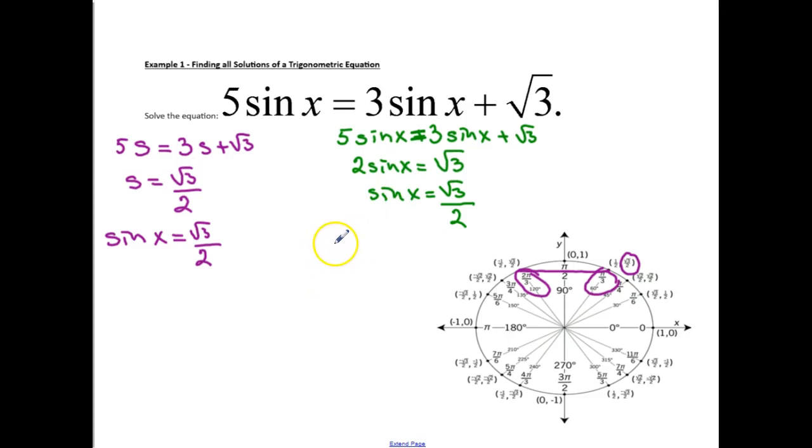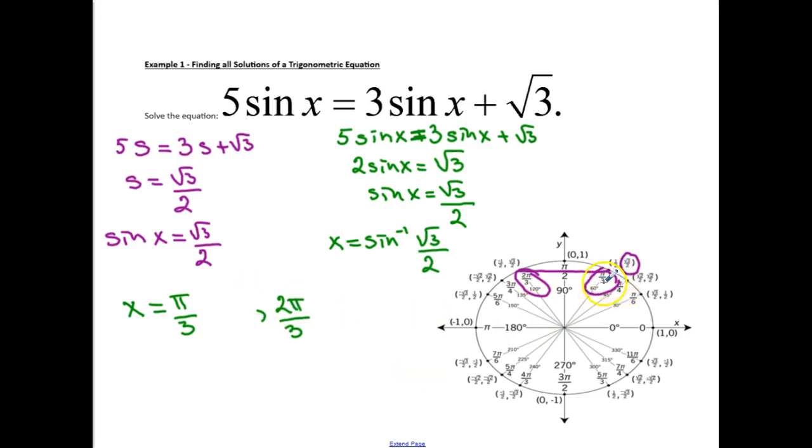Now for each one of those, to find that angle, really you're solving x is equal to the sine inverse of square root of 3 over 2. So far we have found two solutions, and those were x is equal to pi over 3 and 2 pi over 3.